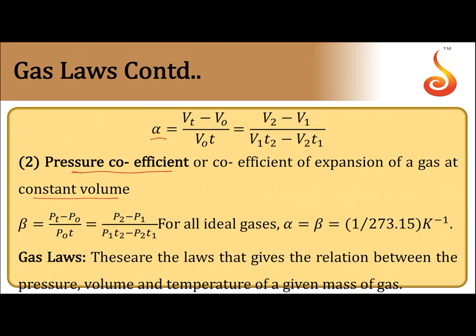So alpha is volume coefficient, that is Vt minus V0 divided by V0 into T, or V2 minus V1 divided by V1 T2 minus V2 T1. This is volume coefficient of expansion. Pressure coefficient of expansion is Pt minus P0 divided by P0 T, or P2 minus P1 divided by P1 T2 minus P2 T1. So for all ideal gases, alpha and beta values, that is volume coefficient and pressure coefficient values, are equal to 1 divided by 273.15 per Kelvin. Per Kelvin or per degree Celsius is the unit of all expansion coefficients.